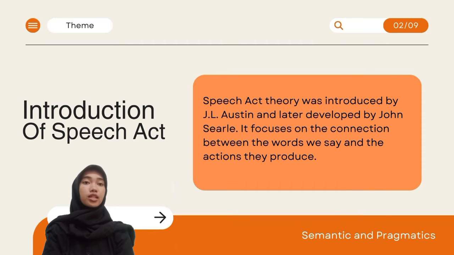And later, his work was expanded by John Searle, who categorized different types of action that can be performed through language. The focus of speech act theory is the connection between what we say, the intention behind our words, and the impact those words have on others. It is a critical framework in pragmatics that helps us analyze and improve communication in everyday life.